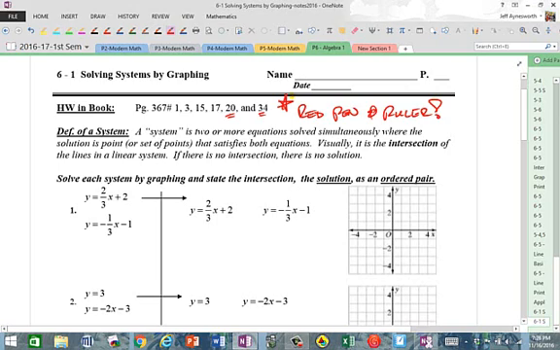First of all, the definition of a system. A system is very simple. It's two or more equations, greater than or equal to two, solved simultaneously, where the solution is a point, or a set of points, that satisfies both equations. Visually, it is the intersection of the lines. That is an important point. It is the intersection of the lines in a linear system. If there is no intersection, well, guess what? There's no solution. You have to have an intersection to have a solution, if that's what it means to solve a system.